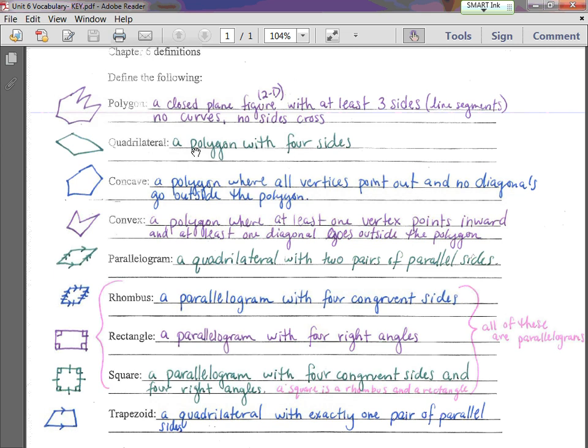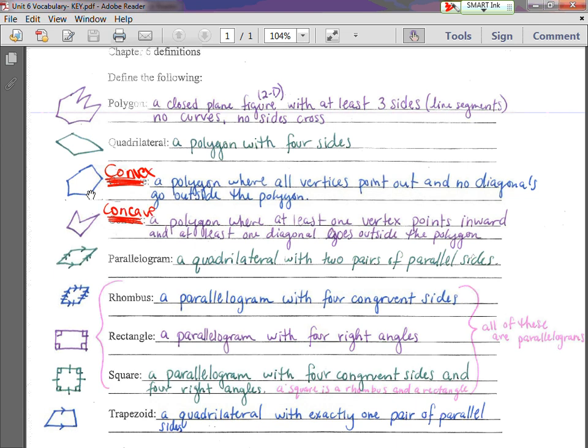Now we have 2 kinds of polygons, so I'm going to skip down to that, convex and concave. Concave, all of our vertices point out and no diagonals go outside the polygon, so I flip-flopped those guys. I flip-flopped my pictures there. I apologize. Let's write this. This is convex. This is concave.